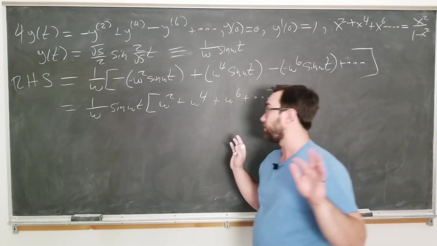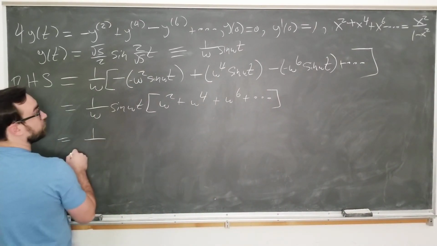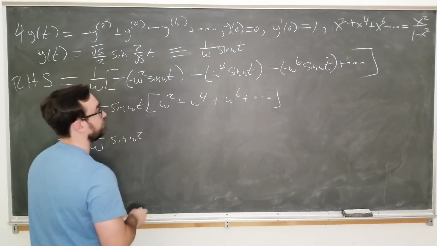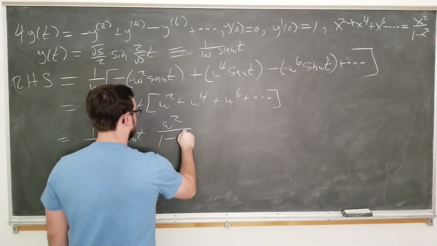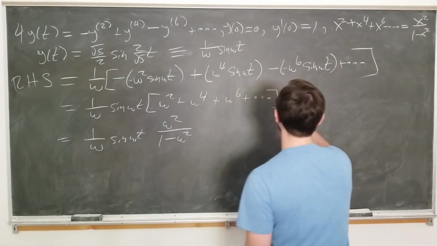Too many series going on here. Okay. So it becomes 1 over omega sine omega t, and then we have omega squared over 1 minus omega squared. And I'm just going to write a quick note here.